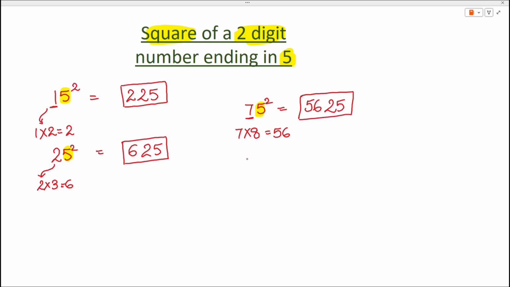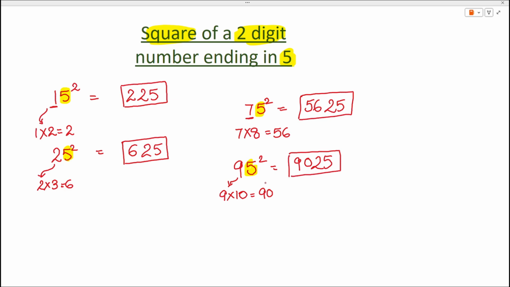Let us try out one last one. Let us calculate 95 square. So 5 square, again, we'll just place 25 over here, and the digit at the tens place, take it and multiply it by the next consecutive number, which gives us 90, and this becomes 9025, which is the square of 95.